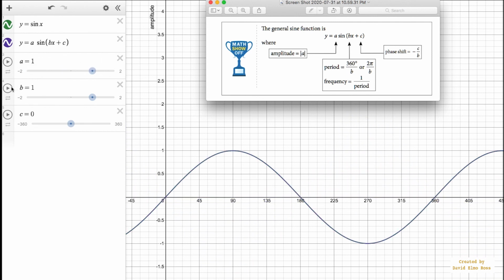Next, let's take a look at B, which is going to affect here the period and frequency. So as our value goes from minus 2 to positive 2, you can see that there's 2 waves instead of 1 wave, and again it inverts it going the other way. And finally, let's take a look at how changing C here changes our phase by a factor of minus C over B. So as it goes positive, the wave phase shifts to the left. As it goes negative, the phase shifts go to the right.